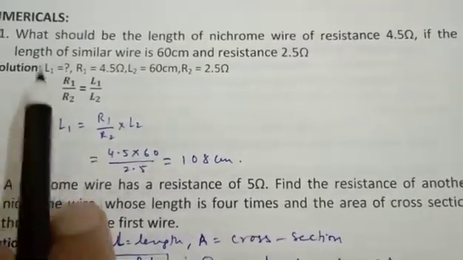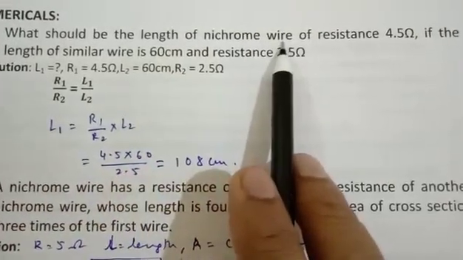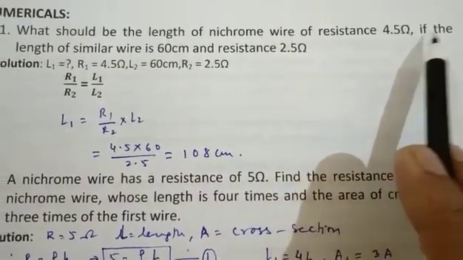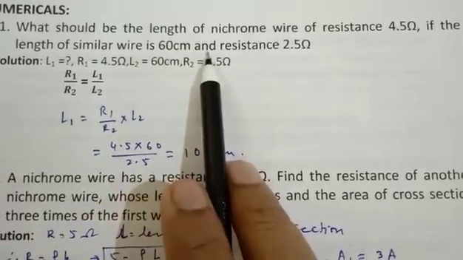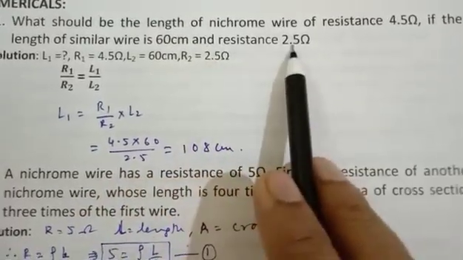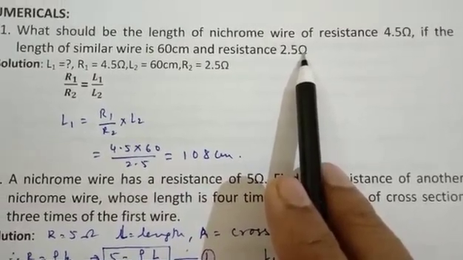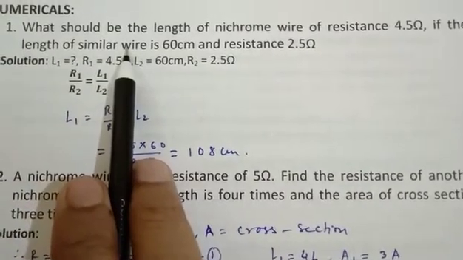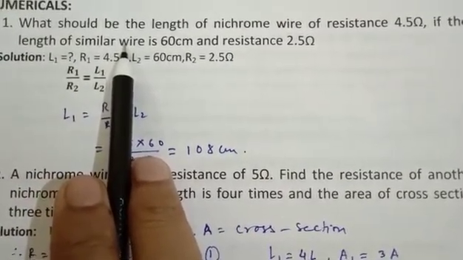The first numerical is, what should be the length of nichrome wire of resistance 4.5 ohm if the length of similar wire is 60 centimeter and resistance is 2.5 ohm. Now if you look at this question, the main word is similar wire. That means both the wires will have the same specific resistance.